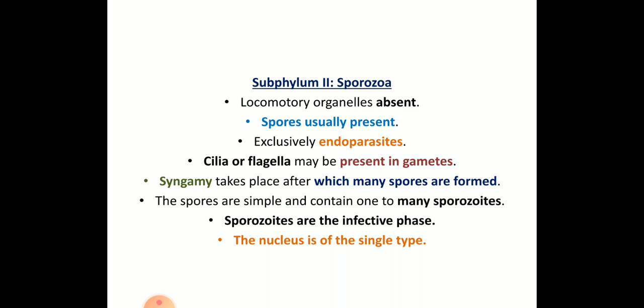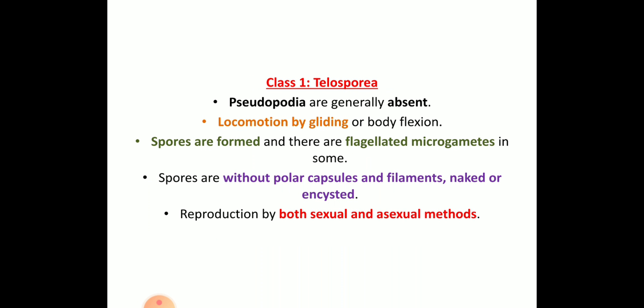They are syngamous. The spores are simple and they also contain sporozoites. So these sporozoites mature to become larger spores and tend to reproduce. The nucleus is of only one type, so you can call it mononucleate or single type. So under that, you will be having class Telosporiae.